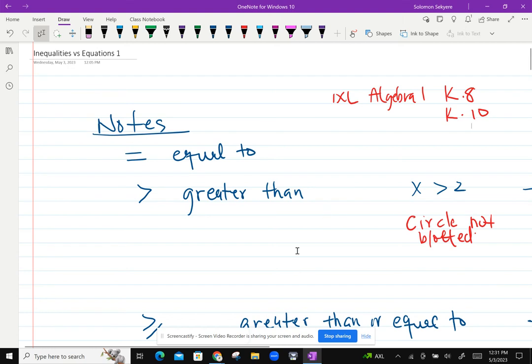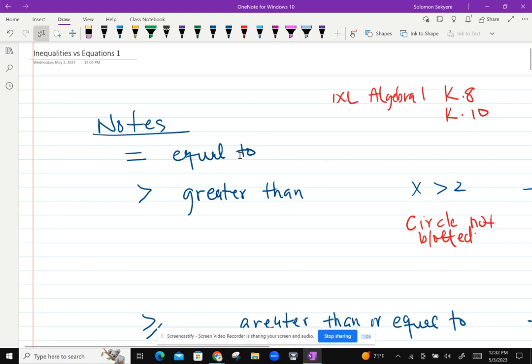Okay, students, we are moving on. Now you're in middle school, but we're preparing you for Algebra 1. Anyway, we've done equations, lots of it. Now let's consider something called inequalities.